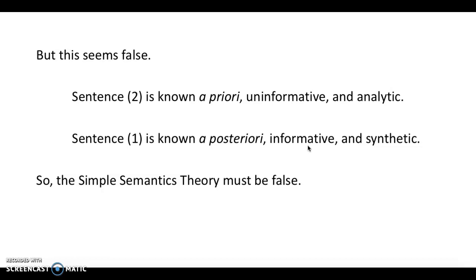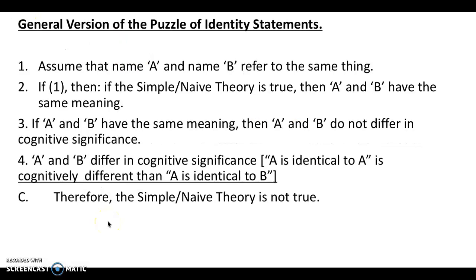So this seems to suggest that the simple theory must be false. And we are able to represent what we just said in a standard argument form. So premise 1: let's assume that a name A and a name B refer to exactly the same thing.